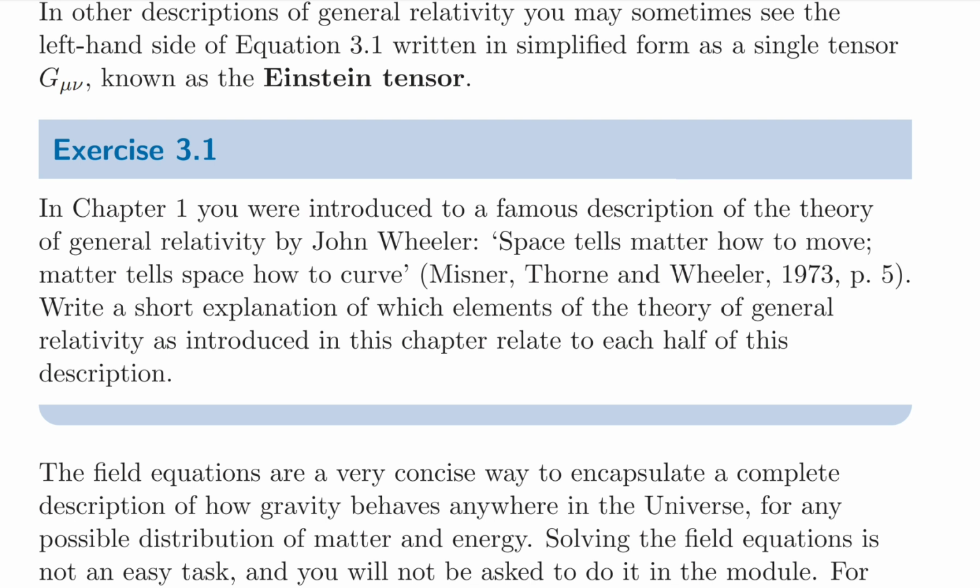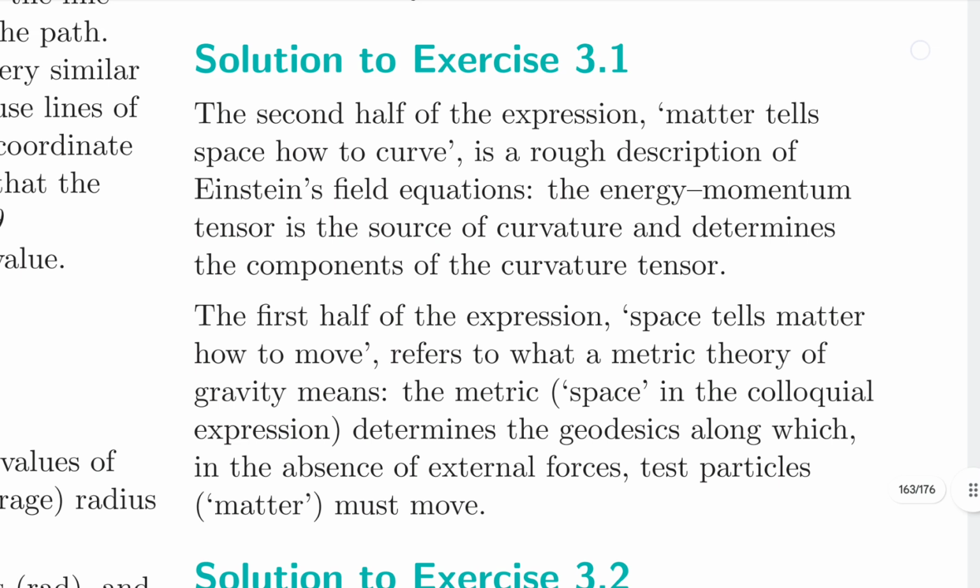Exercise 3.1. In Chapter 1, you were introduced to a famous description of the theory of general relativity by John Wheeler. Space tells matter how to move, matter tells space how to curve. Misner, Thorne, and Wheeler, 1973, page 5. Write a short explanation of which elements of the theory of general relativity, as introduced in this chapter, will relate to each half of this description.